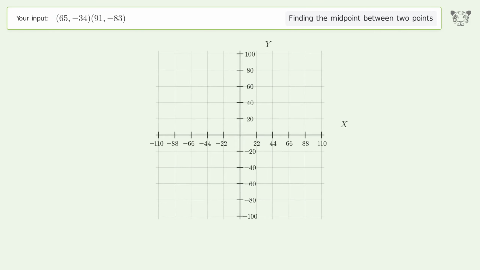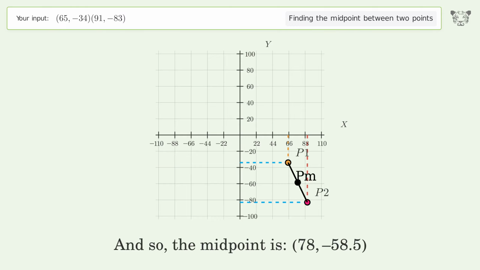And so, the midpoint is 78, negative 58.5.